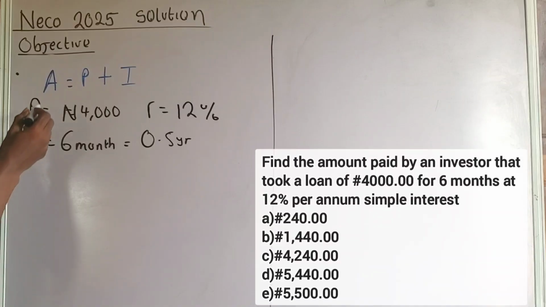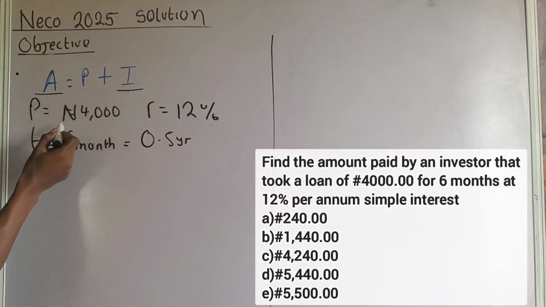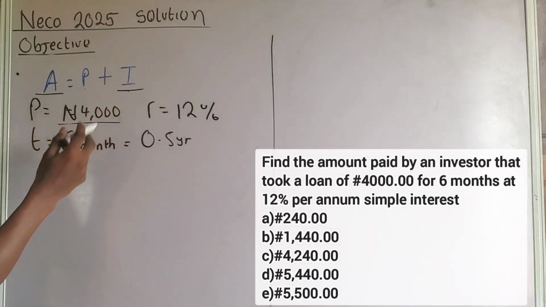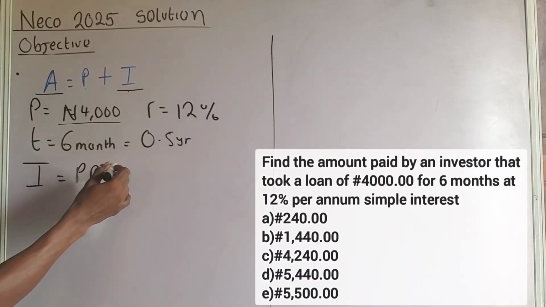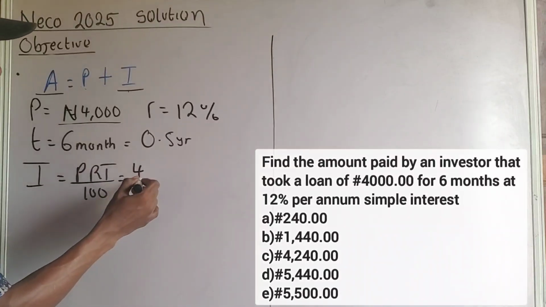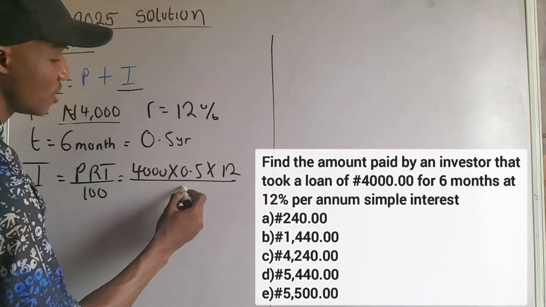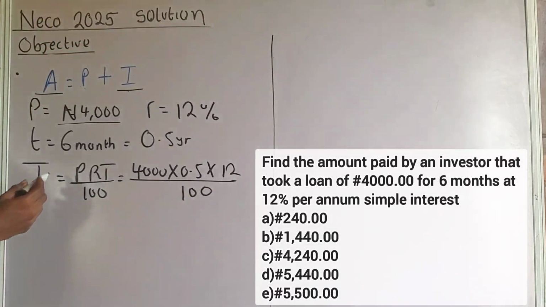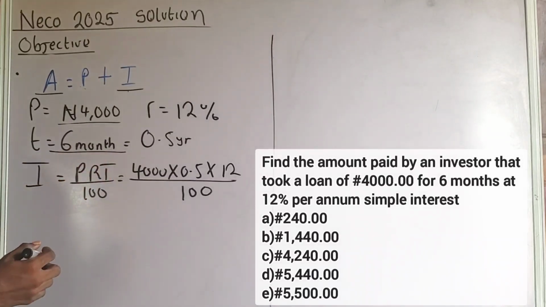And if you want to calculate the amount, you must get the interest, because amount equals principal plus interest. Principal has been given as 4,000 naira. Now we need to get the interest, and the interest equals PRT all over 100. That is principal times rate times time all over 100, so 4,000 multiplied by 0.5 multiplied by 12 all over 100. Please pay attention to this. If you are given the time in months, the duration, the period, you have to convert it to years.